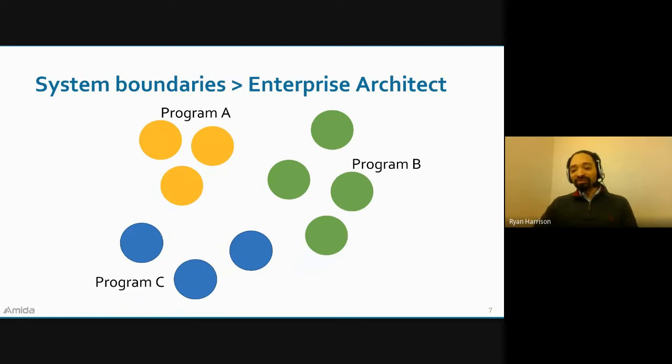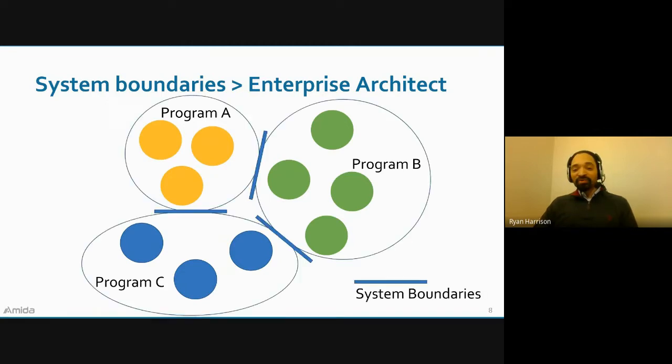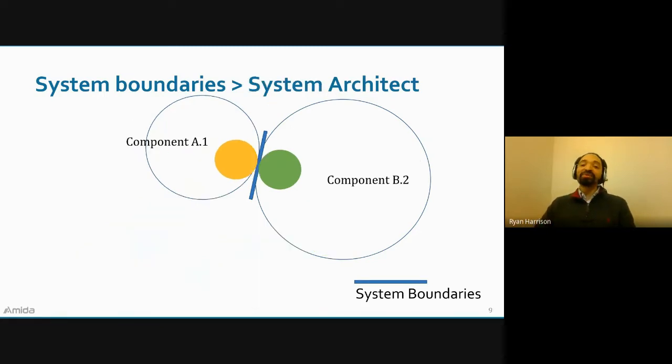Split them into sort of things that can be implemented together. We're going to call them programs. And then you define sort of boundaries between the different programs. And at that point, an enterprise architect would say, all right, I've defined the programs, I've defined the components at a very high level, a conceptual level or a strategic level. And now I'm going to hand this off to a system architect to actually say what that system boundary is.